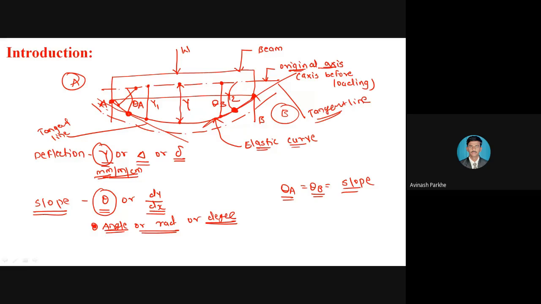But you will get only one tangent. There are no different types of tangents. There is only one tangent point on this particular elastic curve. Now please tell me, is the slope maximum or minimum at the support, or is it equal to 0?